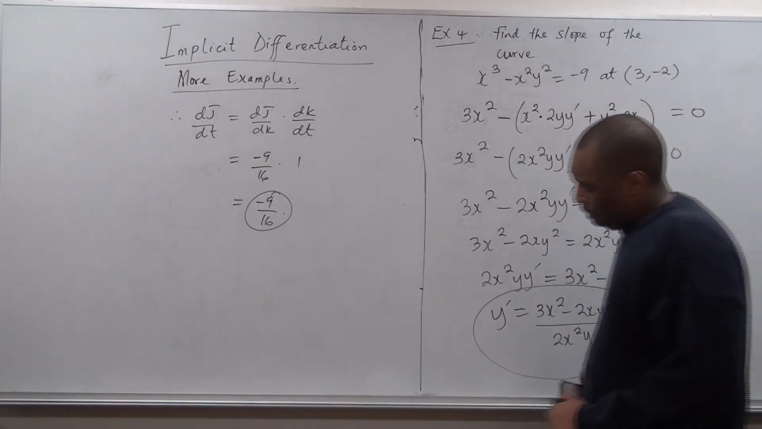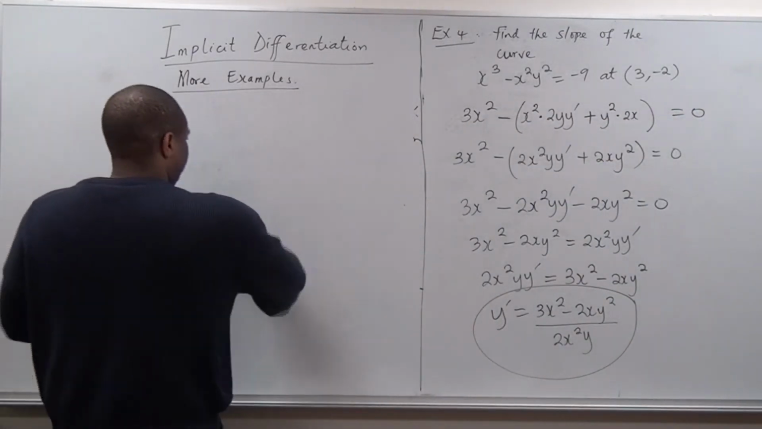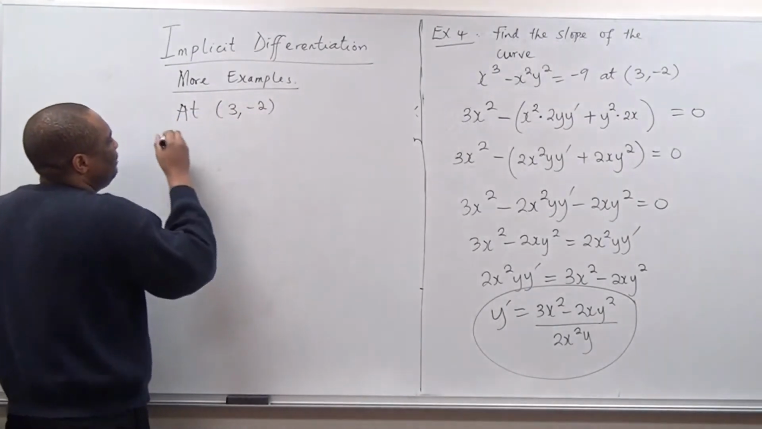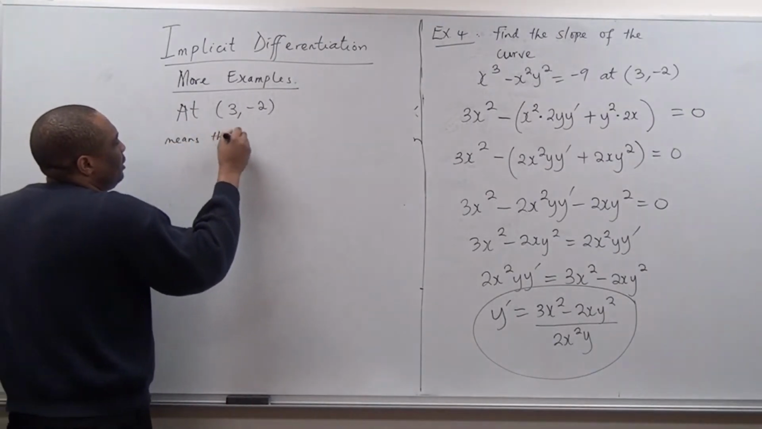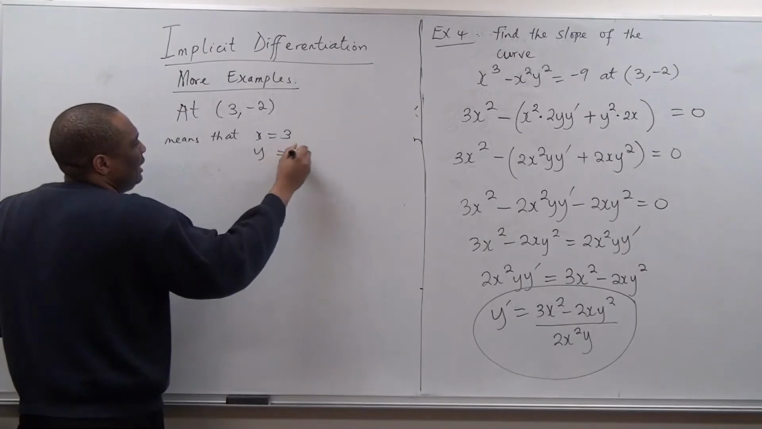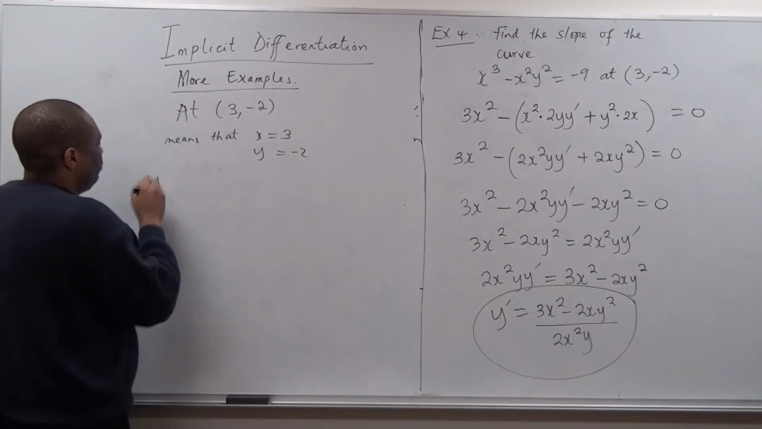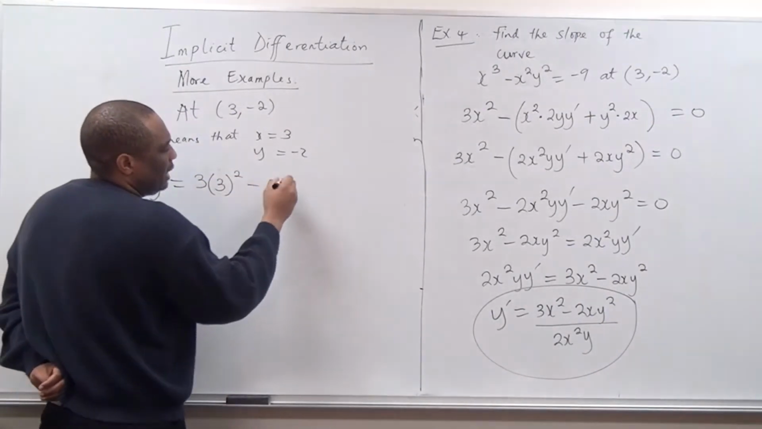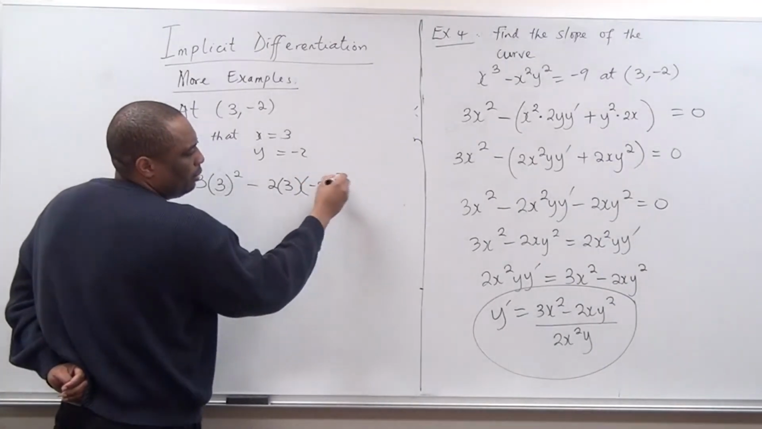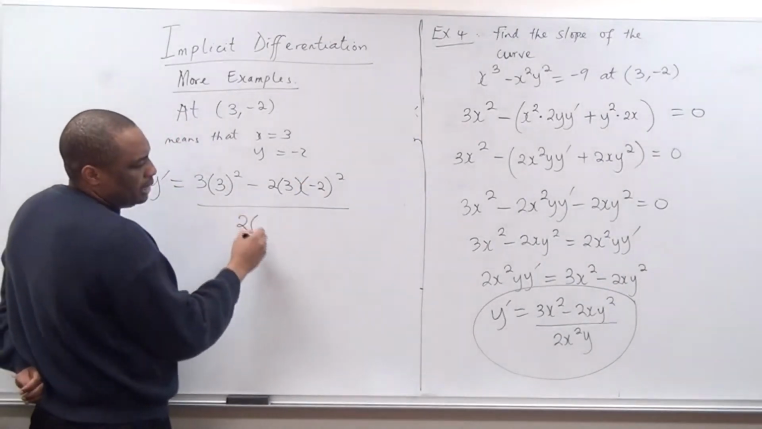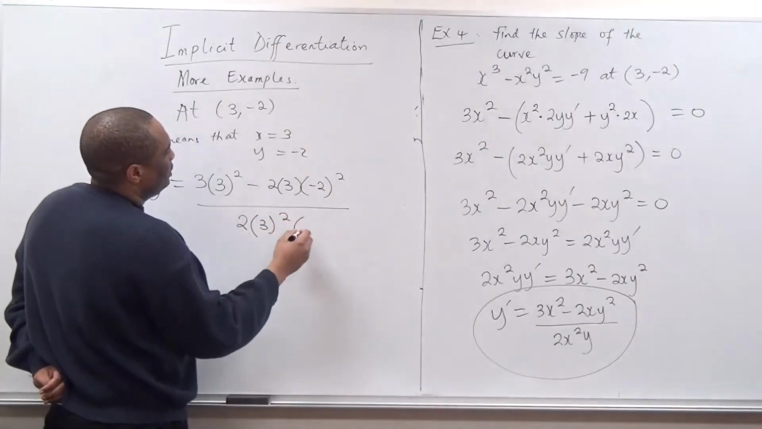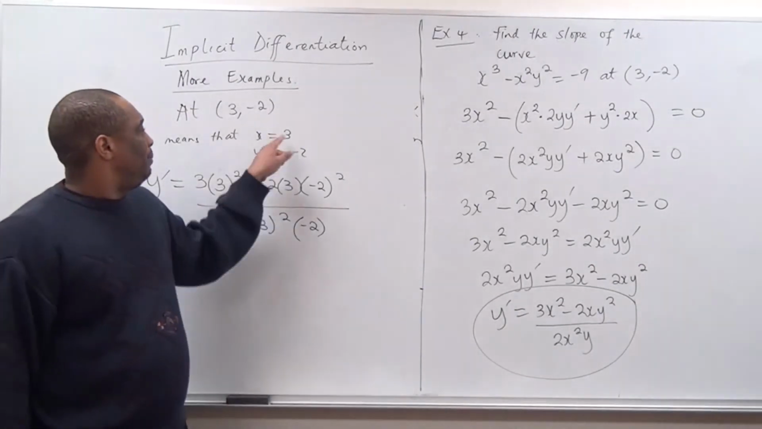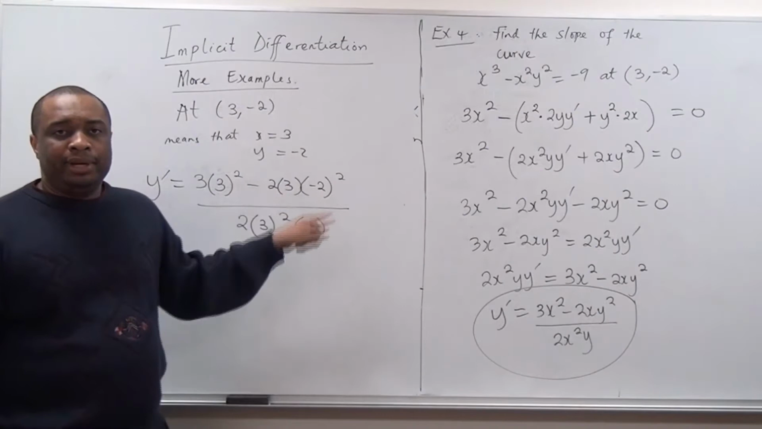Now let's find the slope of the curve at that point, 3 and negative 2. Now this means that x is 3 and y is negative 2. So we now have that y prime will be 3 times 3 squared minus 2 times 3 times negative 2 all squared, all over 2 times 3 squared times negative 2. What I did was, wherever I saw x, I put 3. Wherever I saw y, I put negative 2.